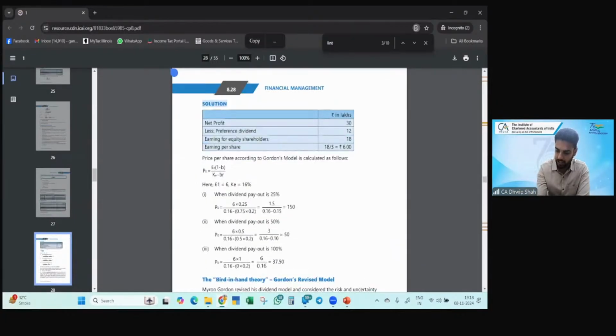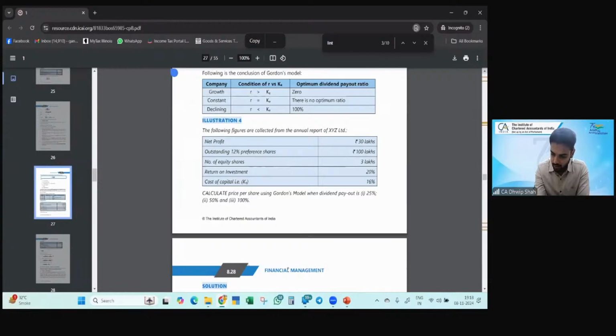Now let's take illustration 4 and calculate. See, as I said, Gordon also follows a similar inference to Walter. So this is the conclusion of Gordon's model. It is just similar to Walter. Now let's solve illustration number 4.